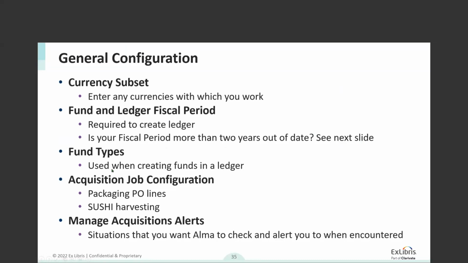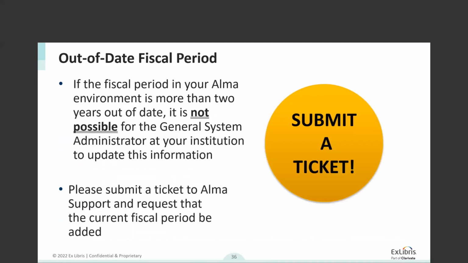Fund types, those are used when creating funds in a ledger. Acquisition job configuration, packaging, PO lines, and SUSHI harvesting, that's where those setups are taken care of. And then manage acquisitions alerts. Those are situations that you want Alma to check and alert you to when encountered. Here's the warning about the more than 2 years out of date.